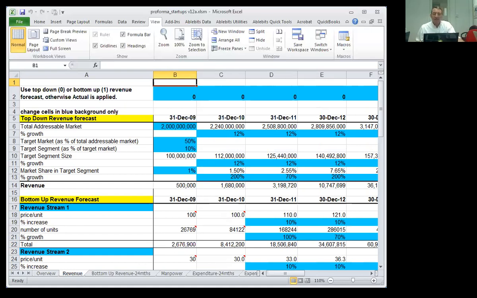Now, why is this important, or why is this useful? The exercise of trying to do, as we talked about last night, a 5-year revenue forecast for a seed stage startup is very difficult.